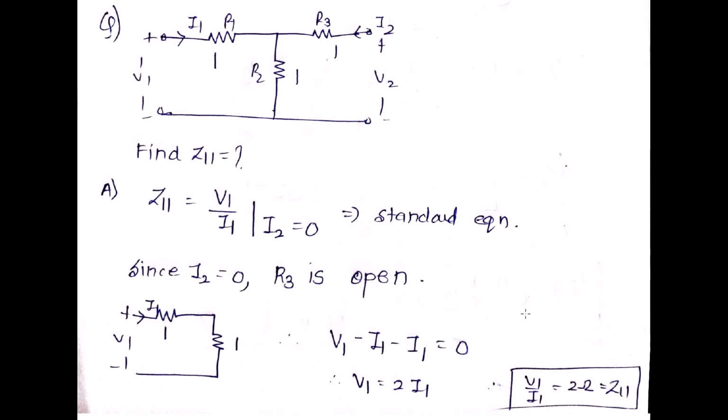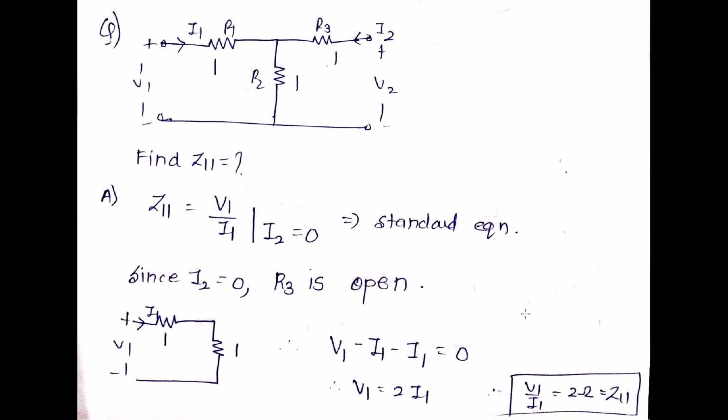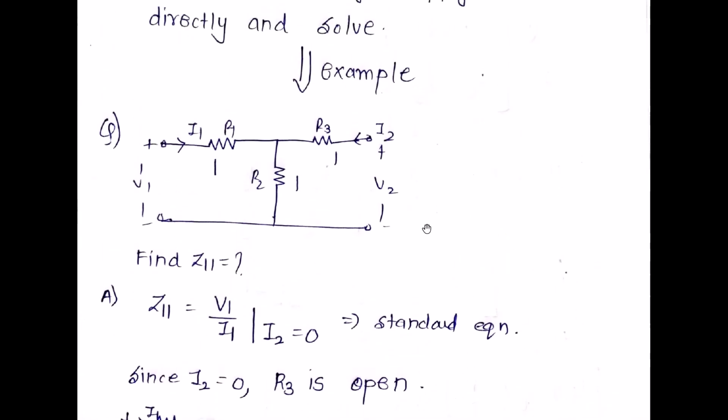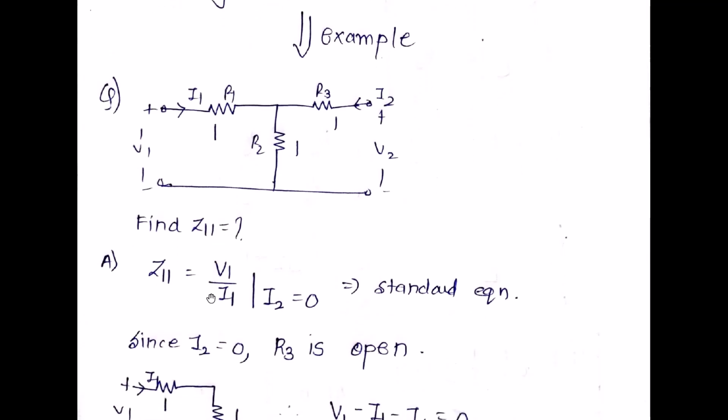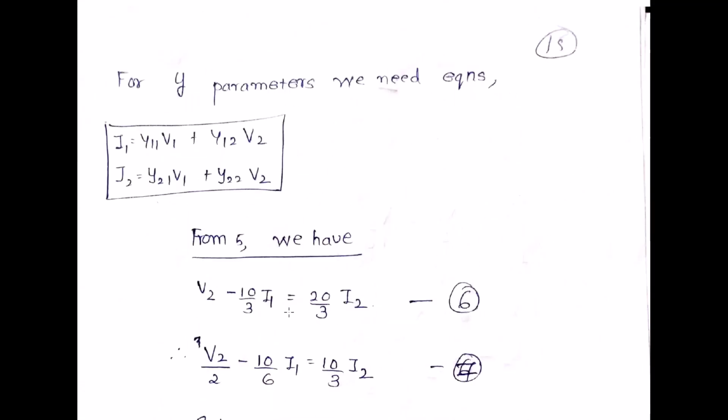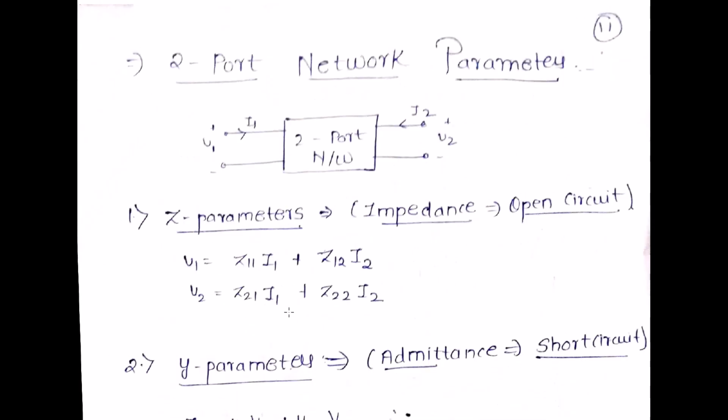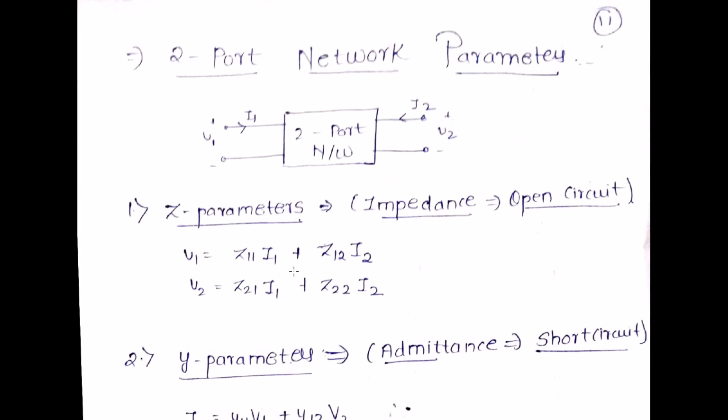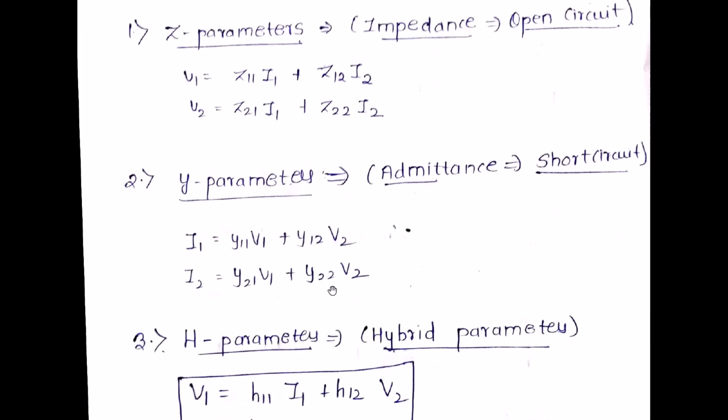So I hope I'm very clear with this. How did we find it? Instead of applying KVL here and then trying to get the standard equations, comparing them to the standard equations, and then trying to find Z11, what you can do is just apply the formula Z11 is equal to V1 upon I1 for I2 equal to 0. Imagine they had asked you for Z12. Z12 would have been V1 upon I2 for I1 equal to 0. Imagine they had asked you for Y22. It would have been I2 upon V2 when V1 is equal to 0.